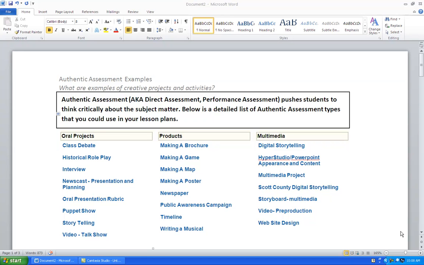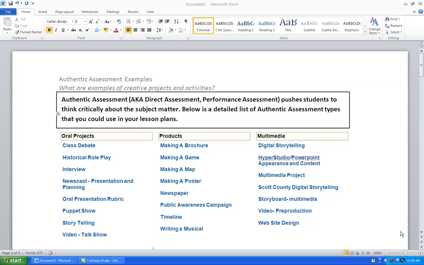So let's talk a little bit about authentic assessment types. In one of the previous videos, I also mentioned rubrics and a website called Rubistar. Rubistar is one example of a website that's very helpful in order to create very quick but very detailed grading tools for authentic assessments. Authentic assessments, or sometimes we call them direct assessments or performance assessments, really push students to think critically about the subject matter. And on this screen you'll see a list of the authentic assessment types, or some of those strategies that you could use in your lesson plans.